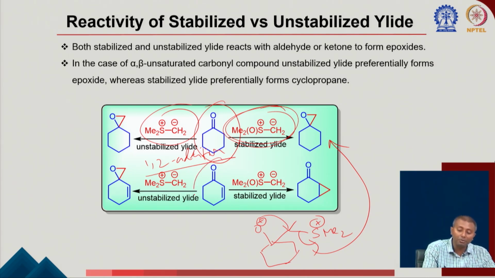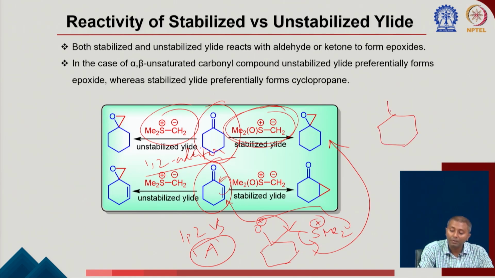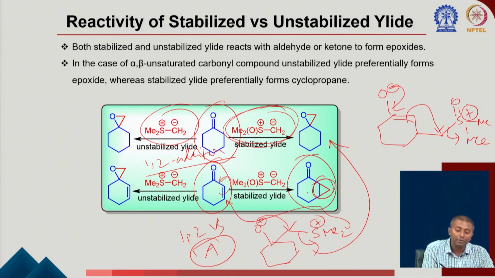But as soon as you come to enones, there is a possibility of 1,2 versus 1,4. The stabilized ylide will go for a 1,4 addition, attacking here, and then it comes back, so you end up generating this sort of enolate intermediate where you have CH2 and you have SOMe plus. So this can come back here and get rid of this. That can generate the corresponding cyclopropane here. And in the case of an unstabilized ylide, it will directly go for 1,2 addition to generate the epoxide.